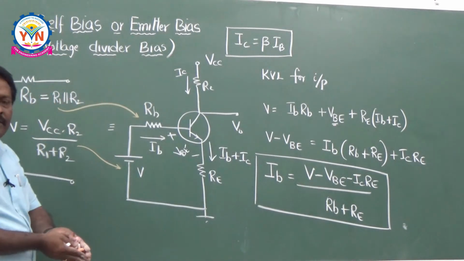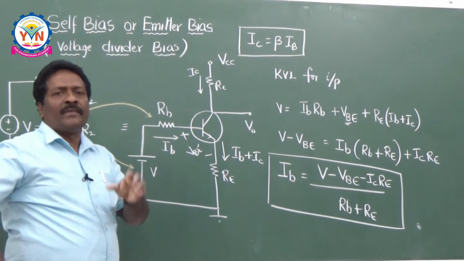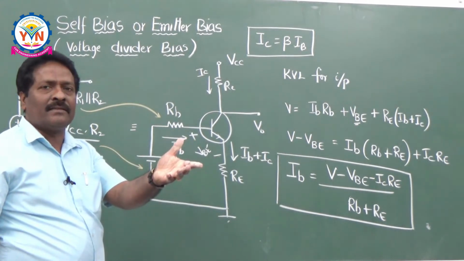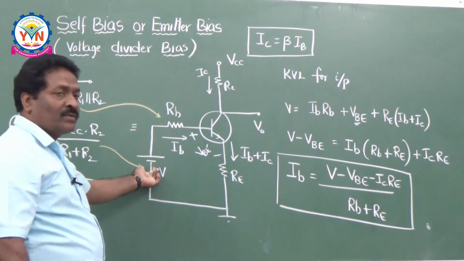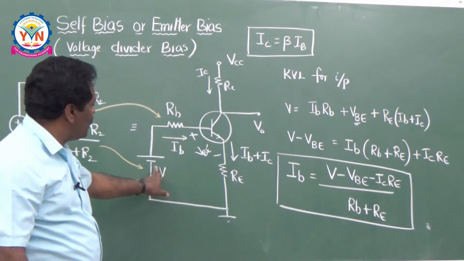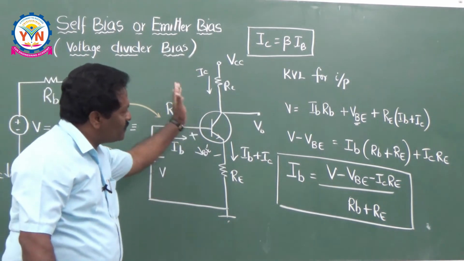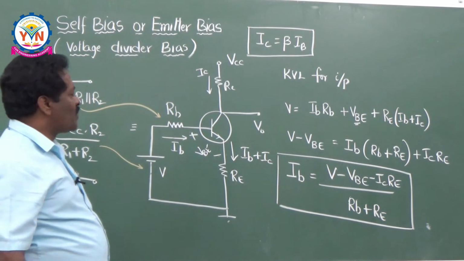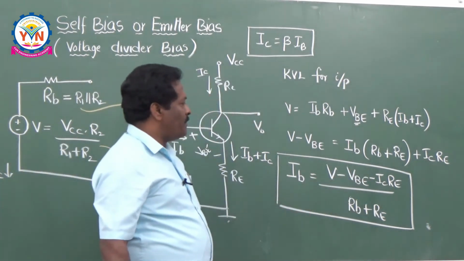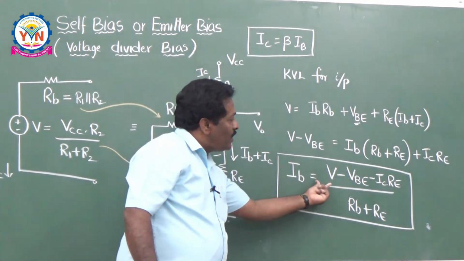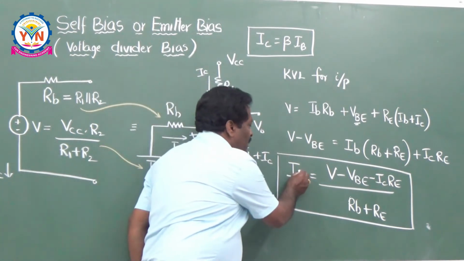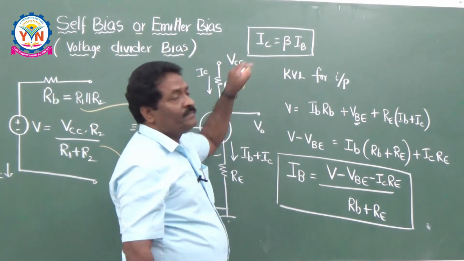What is the technique I told you? In the self bias or emitter bias, the input section should be represented by a voltage source in series with a resistance. The voltage source is nothing but a Thevenin source and Thevenin resistance here. As soon as the values are given to you, you calculate the voltage V and RB. Just take the circuit, and immediately you can get all these parameters. So IB is equal to V minus VBE minus IC RE by RB plus RE. This is the way of calculating your IB. Once the base current is known, you can calculate your IC also.